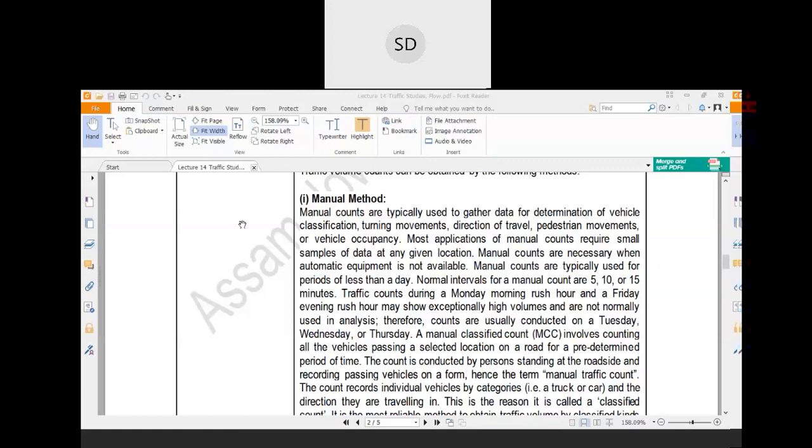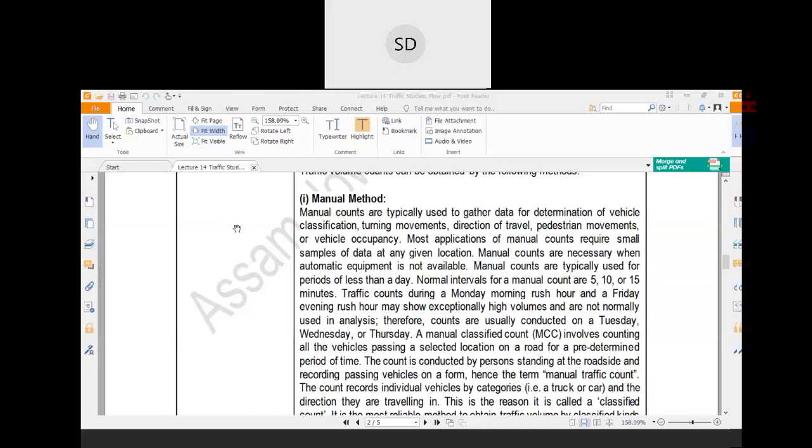Now, another thing is that the manual counting method is generally conducted on Tuesday, Wednesday, and Thursday. Weekends, Saturday and Sunday, are generally avoided because on weekends there will be less office traffic, and a huge amount of recreational traffic. So they do not represent the actual situation. Therefore, weekend traffic is generally avoided.